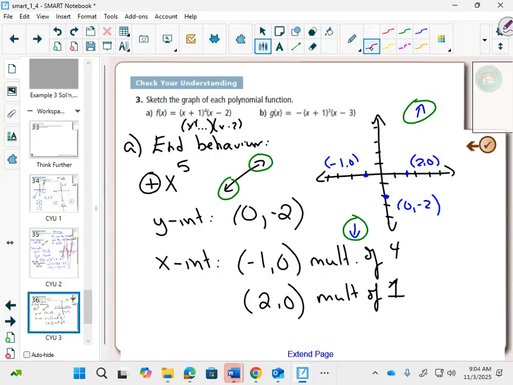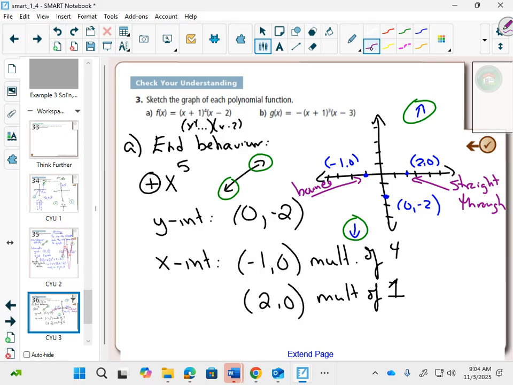And before I go and draw this, I'm also going to make myself a note that I know that this one, that one's going to be the bounce because it has a multiplicity of 4. And this one has a multiplicity of 1. Now you're not going to write those things down, but you're going to think about them.